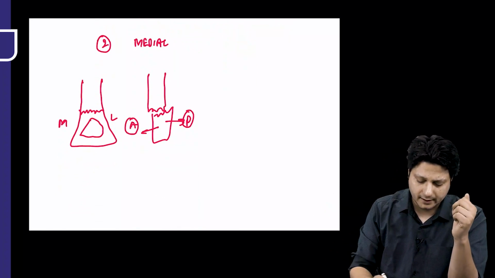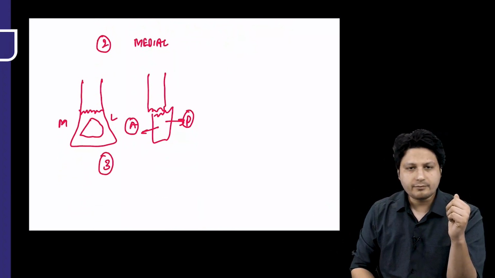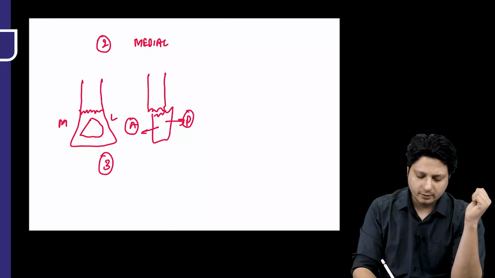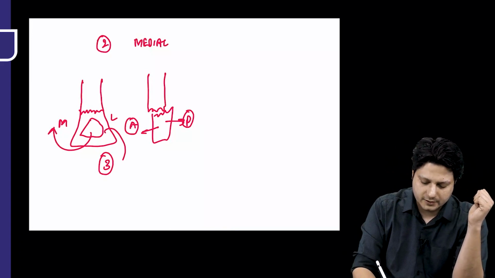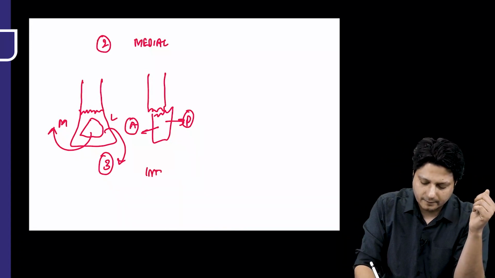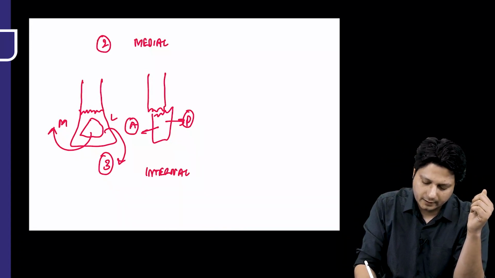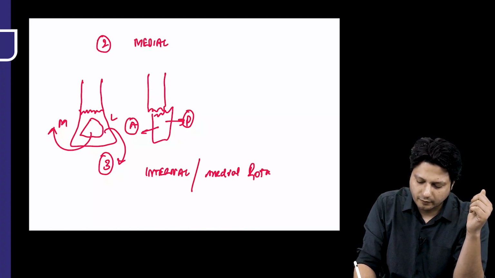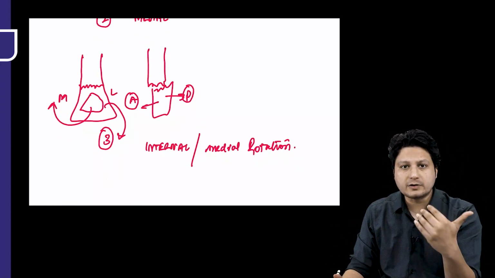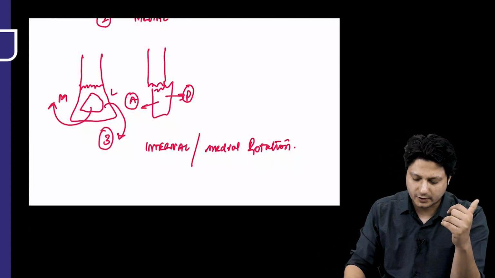Now the third possibility is rotation. There is also a possibility that the distal fragment could be rotated, internal rotation or external rotation. So which one is commoner? It is internal rotation. Internal or medial rotation is far more common in comparison to external rotation. Alright, so these are the displacements in supracondylar fracture of the humerus.